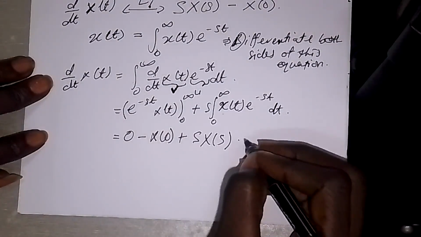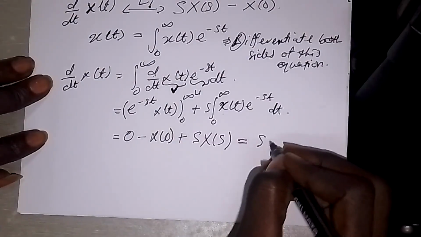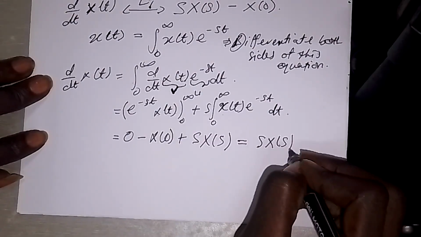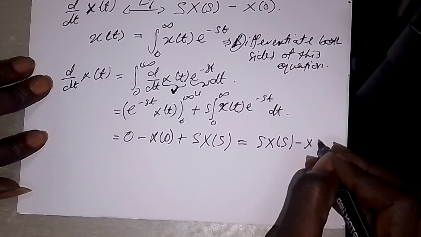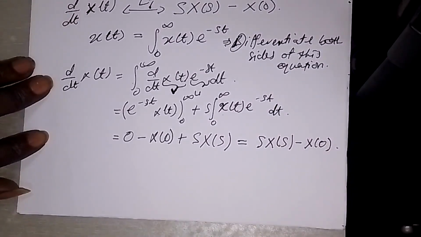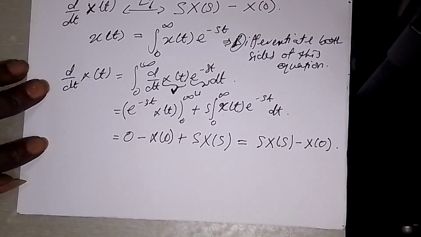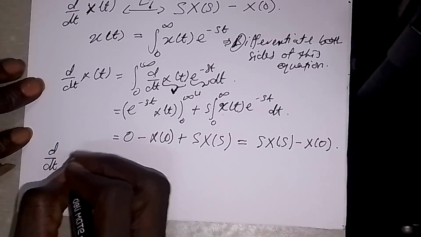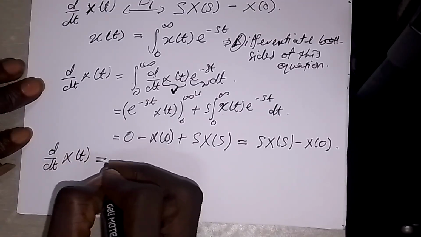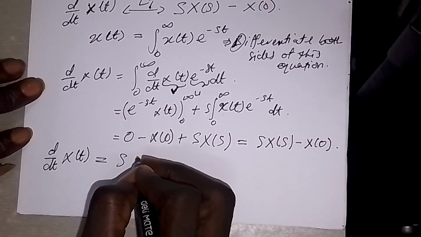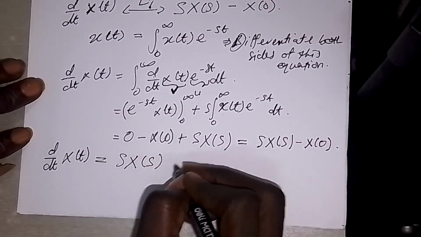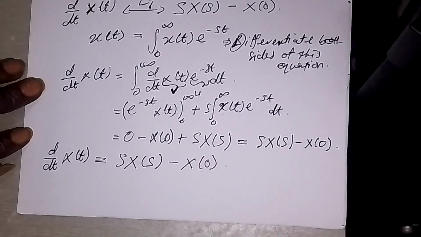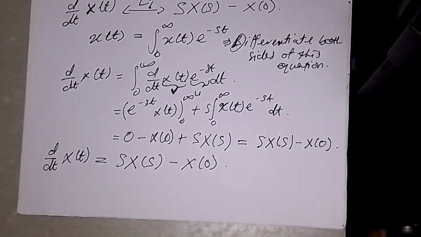Now basically this is what I have. If I rearrange this, I have s x of s minus x of 0. Is this simple? So here we have d over dt of x of t is equal to s x of s minus x of 0. Basically this is the proof that we need.